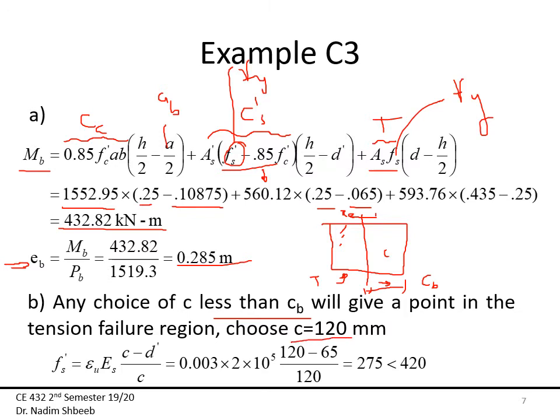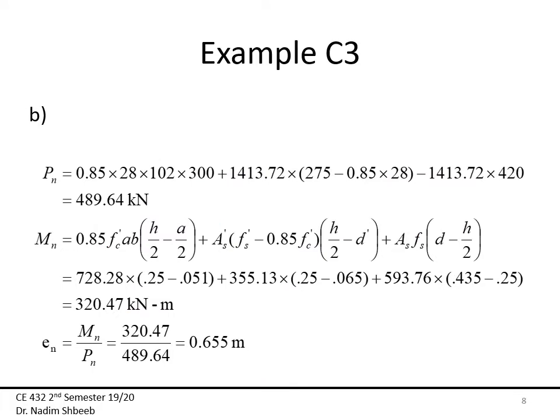So since I'm choosing C to be 120, which is the given value, I still like to find out if my compression steel yielded or not, so I can calculate F prime S directly, which is simply the crushing strain of 0.003, E again is 2 times 10 to the 5, C is the chosen value that I picked, which was 120, D prime is my 65, and I'm getting a value of 275, which is less than 420, which means my steel did not yield in the compressive part. But I do know, obviously, because I'm in the tension failure, that the steel in tension is yielding. If you don't believe me, you can go check it as we did before.